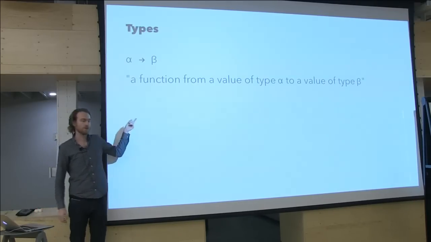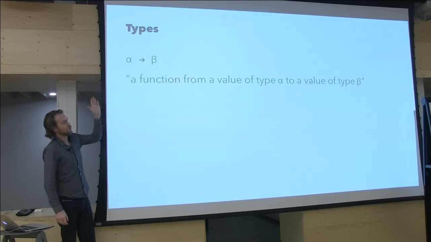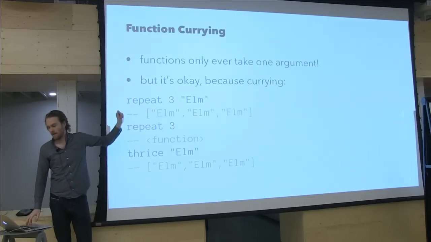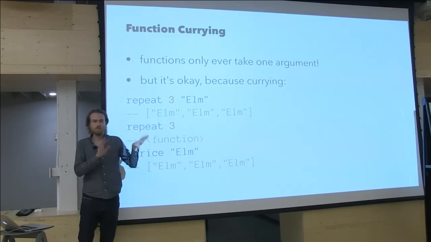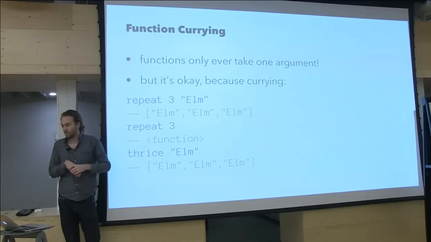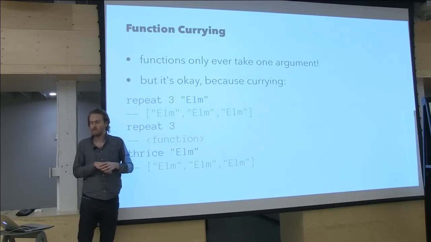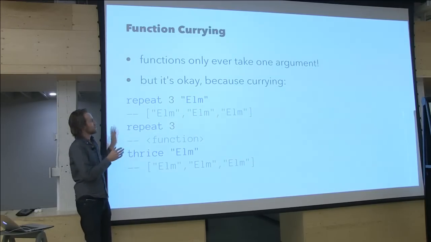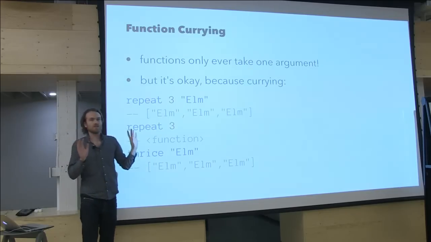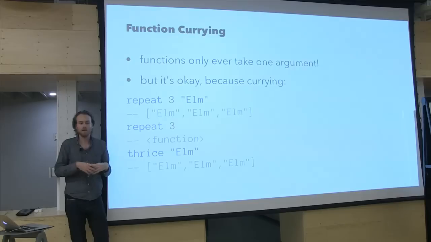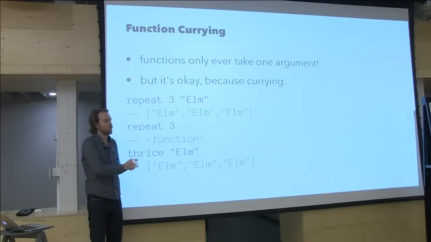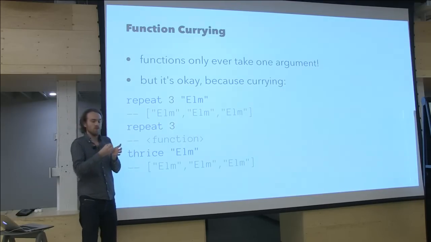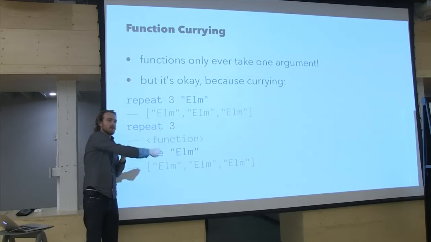This is how you write a function type. So this is a function from some value of type alpha to some value of type beta. That covers most of the stuff you need to know for types. One thing that might trip you up is function currying. Basically, in ML languages, every function actually only has one argument. Sometimes I might say this function has 3 arguments, but what that actually means in Elm is that once you give it the first argument, it returns a function that takes the next argument.